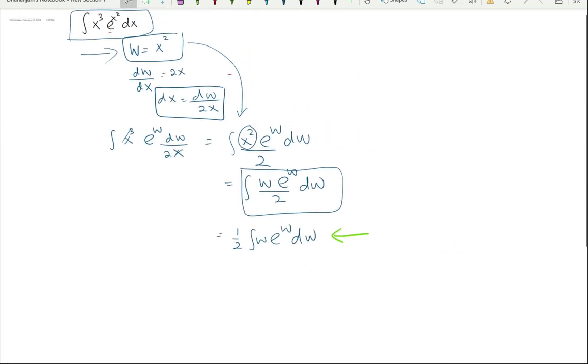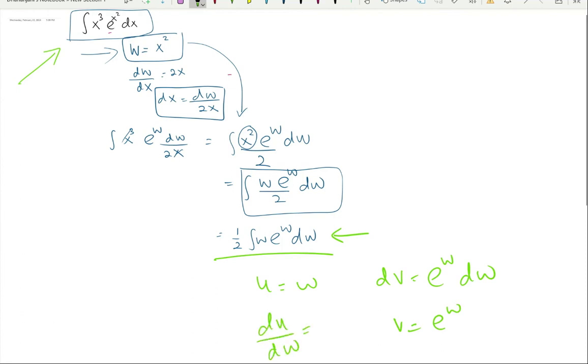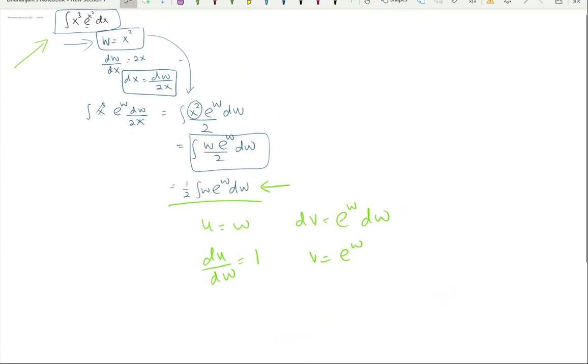Alright. So here to use integration by parts, we can use the LIATE rule. We cannot use the LIATE rule right away in the original integral, but we are able to use it here. Now u is w, dv is e to the w dw. Now we can integrate v. If you integrate e to the w, you get e to the w. See? It's very easy. If you differentiate w, you get 1. So dw is du.